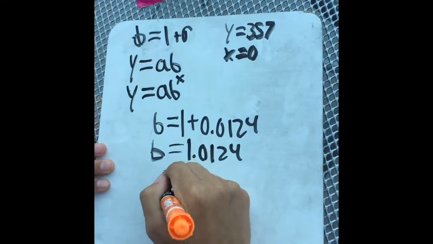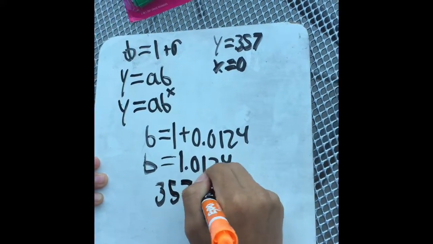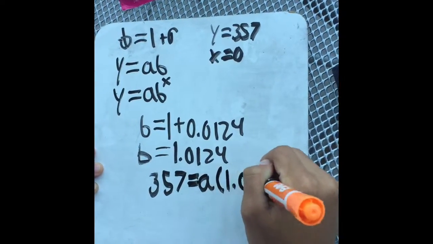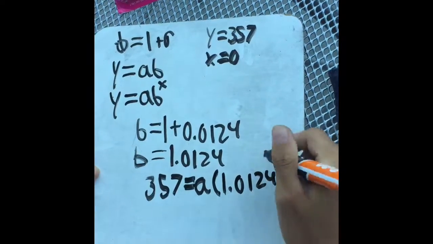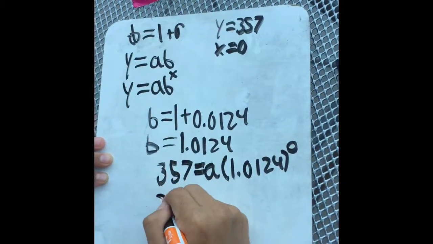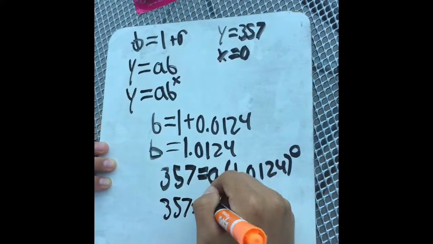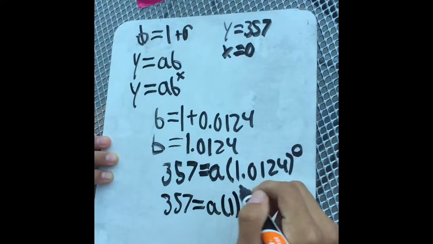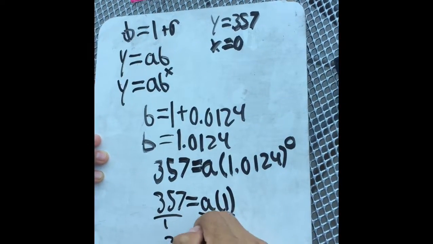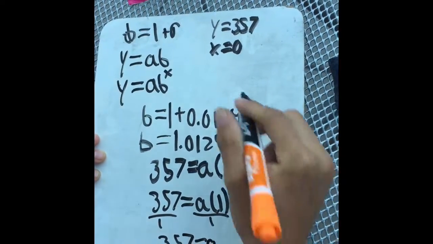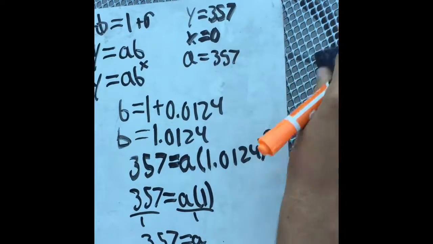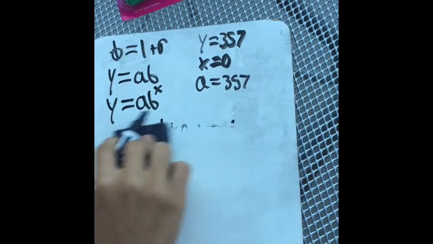This would look like 357 equals a times 1.0124 to the power of 0. So first, anything to the power of 0 equals 1, so we will change this to like this, and then we would divide both sides by 1, and it would just be 357 equals a. So we will write this up here so we do not lose it, and we will erase all of this since we have our answer.